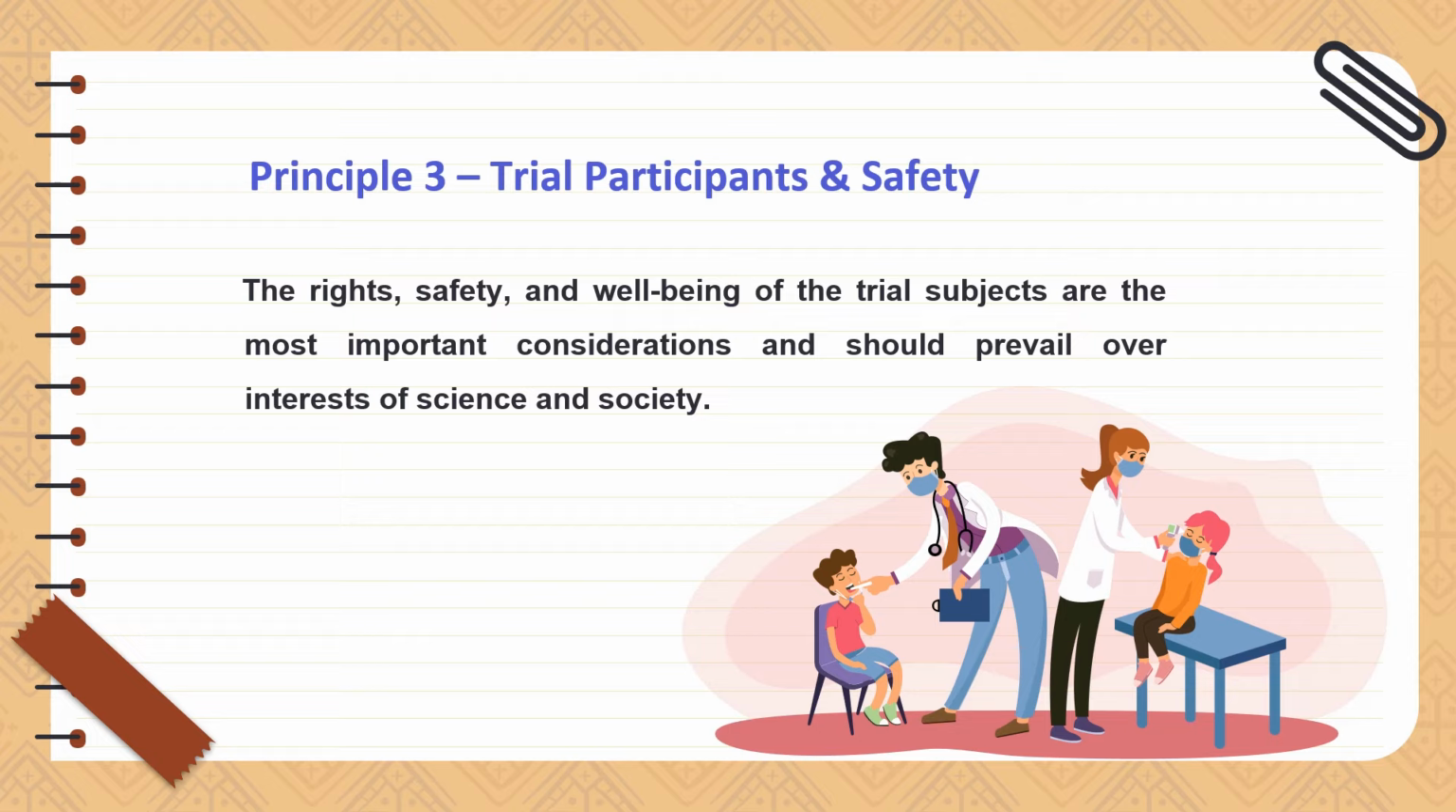But before doing such a risky experiment, it is very important to understand that we have to respect the right. Second is safety, and third is well-being of the clinical trial subject. And these three aspects of the trial subject should always prevail over the interest of science and the society. Even when the science and the society say that we have to take this risk, it should not come at the cost of right, safety, and well-being of the subjects. Okay, so this is principle 3.